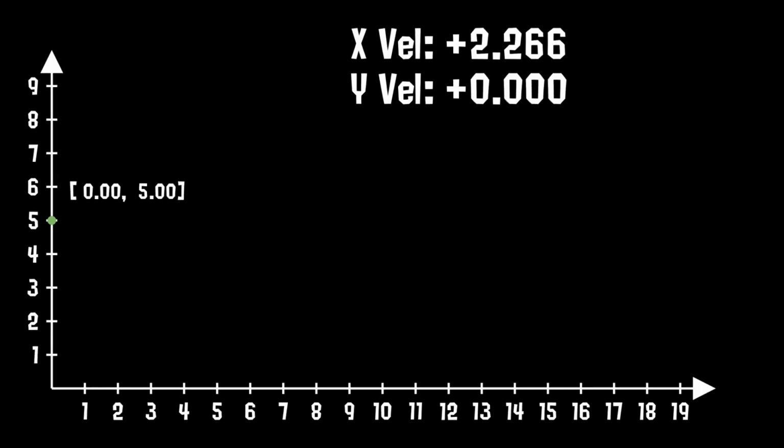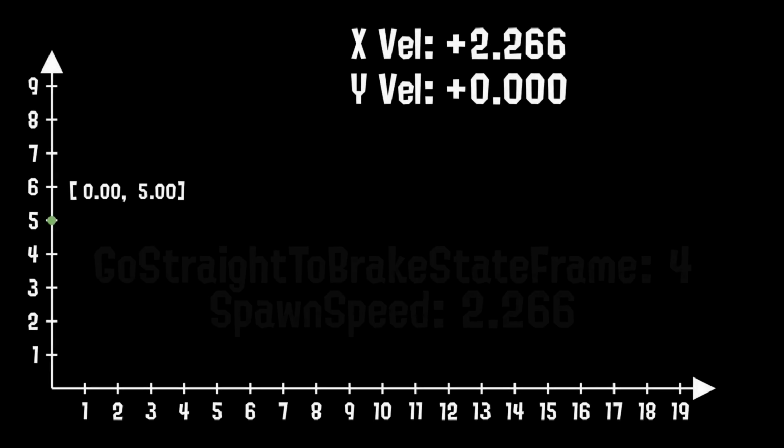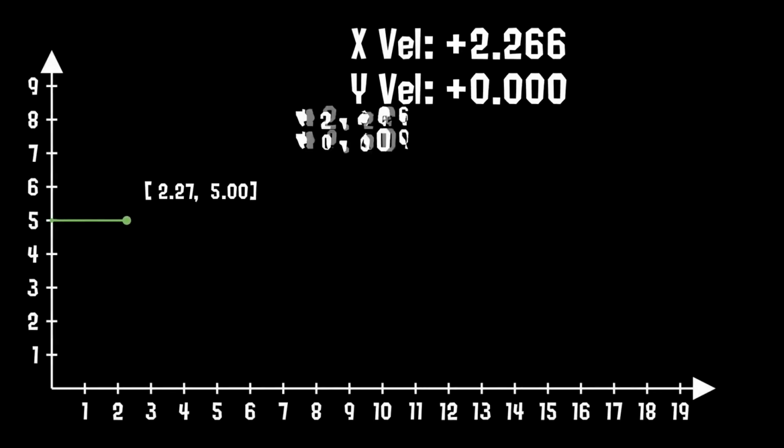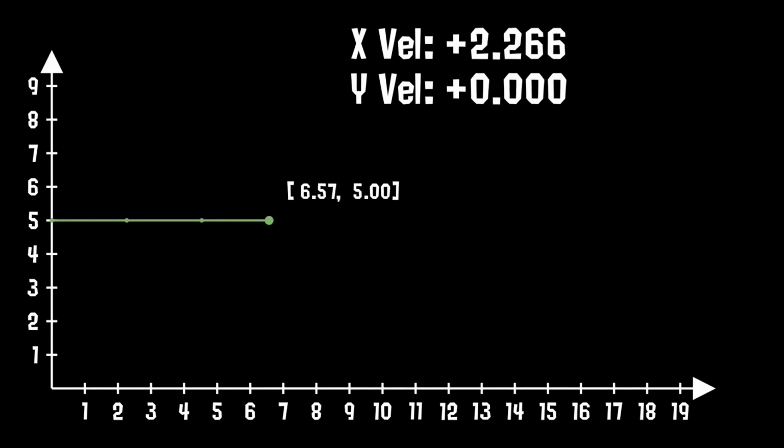Let's now move over to a simulation that will help me guide you through the process. Straight state is the most simple. It's a state in which the projectile travels at a constant velocity for a set number of frames defined by these 2 parameters. So, in the case of the Splattershot, its projectiles spawn at a speed of 2.266 units per frame for 4 frames, covering a total distance of 9.064 units.